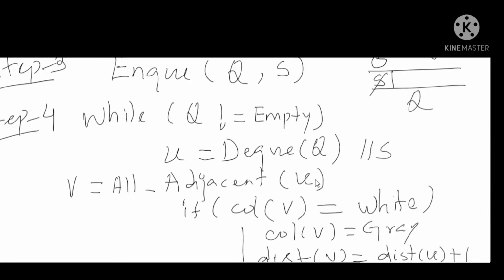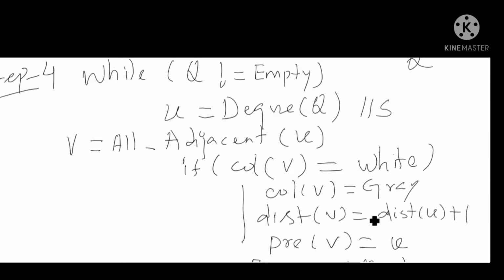Then find the adjacent vertices of u, and every adjacent vertex is stored in the variable called v. Then that adjacent vertex's color is checked. If it is white, then do three operations. What are the three operations? Same three parameters. Change the color to gray. Find the distance value of the currently discovered adjacent vertex, that is the value of u plus 1. And the predecessor of v is assigned to u.